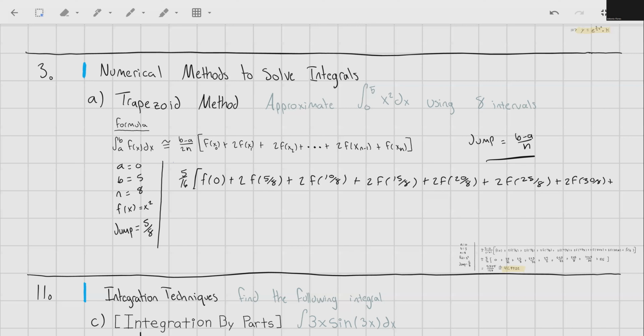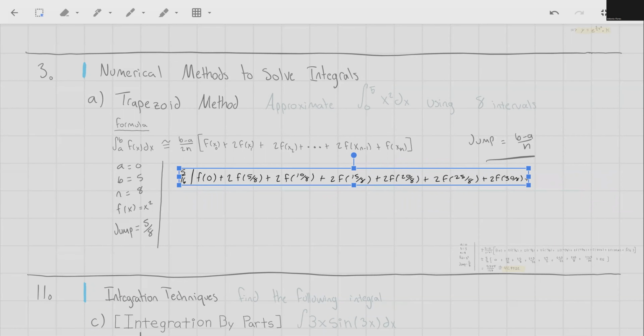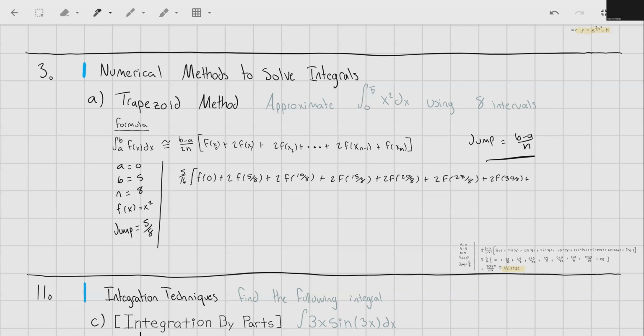Running out of space, so we can make it a little smaller. And then we need 2f of 35 over 8 plus, and the final one, the first and the final one do not have a 2, so it's just f of 40 over 8, which is just f of 5, which is our ending interval.